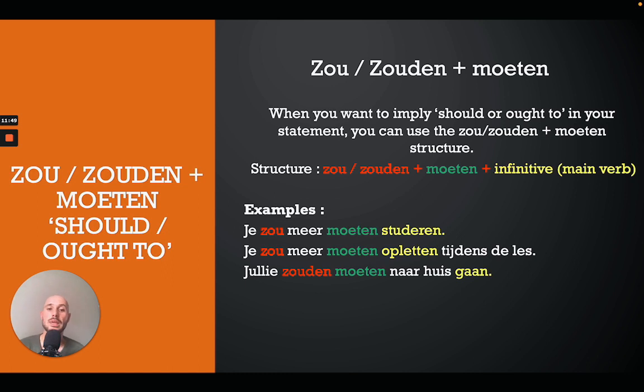Je zou meer moeten studeren. You should study more. Or you ought to study more. Je zou meer moeten opletten tijdens de les. You should pay more attention during the lesson. Or class. Jullie zouden naar huis moeten gaan. You should go home. You ought to go home. Alright, so this is basically zou, zouden plus moeten, and this would be implying you should or you ought to in English.